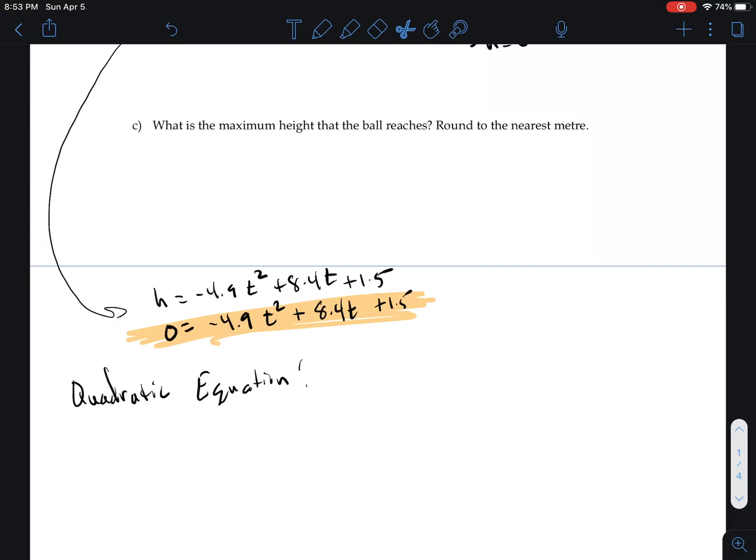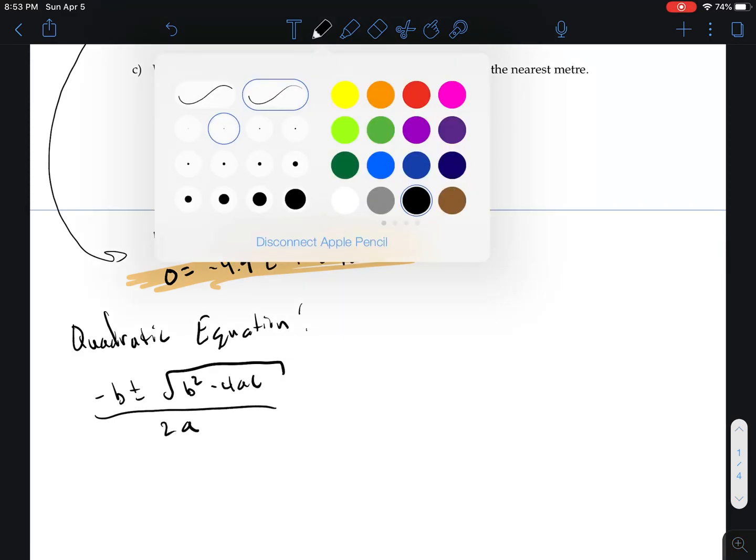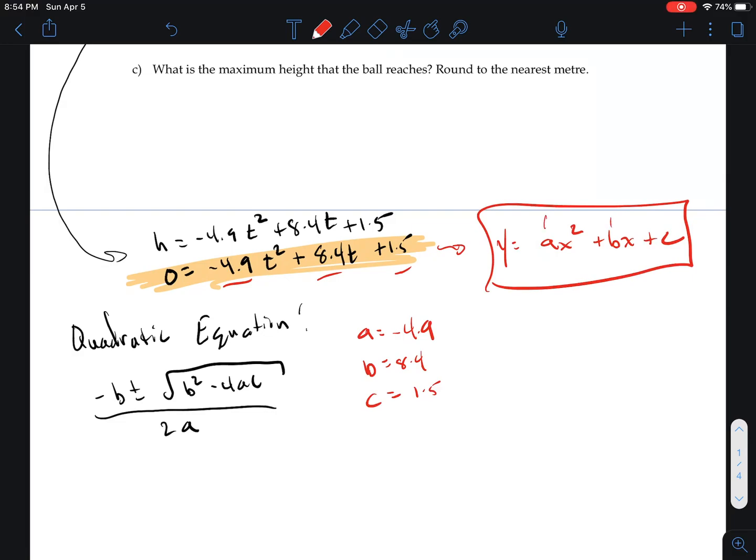So if you recall, the quadratic equation takes the form of negative b plus or minus the square root of b squared minus 4ac, all divided by 2a. And then if I were to write on the side here, a would be equal to negative 4.9, b would equal 8.4, c would equal 1.5. And if you're wondering where I get those numbers from, they're just from here, right? Because we remember standard form takes on the form of, right? That's what standard form looks like.